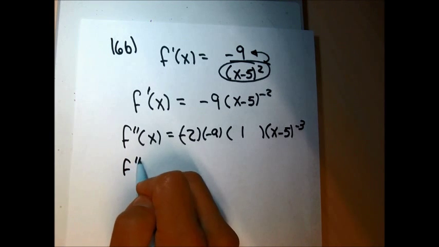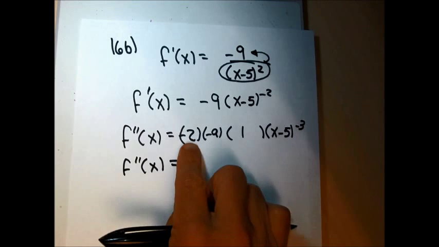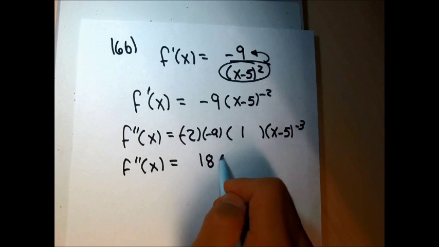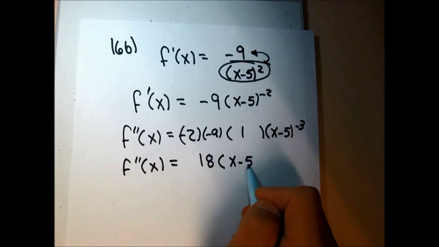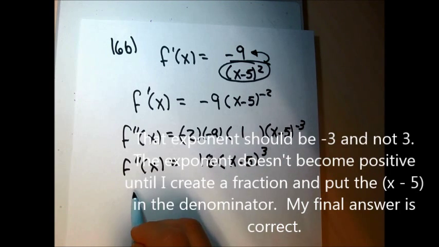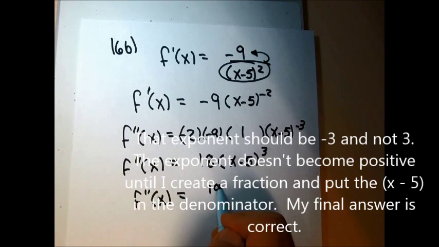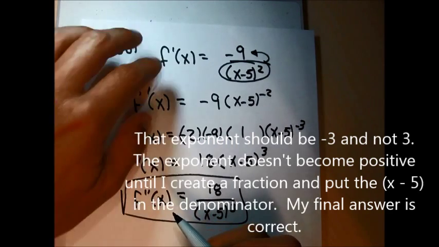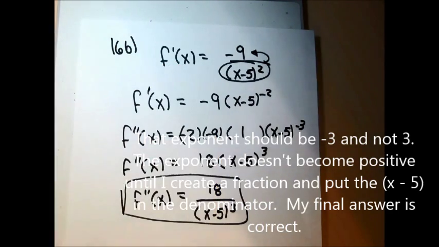So for the f double prime of x, second derivative, negative 2 times negative 9 times positive 1 is positive 18. And then I need to get this exponent positive. And I get the exponent positive by creating a fraction and moving the term with the negative exponent down to the denominator of that fraction. That's absolutely the nicest way to take the second derivative of a fraction when the denominator has an exponent in it. If you try to use the quotient rule, it would be a nasty, nasty mess.